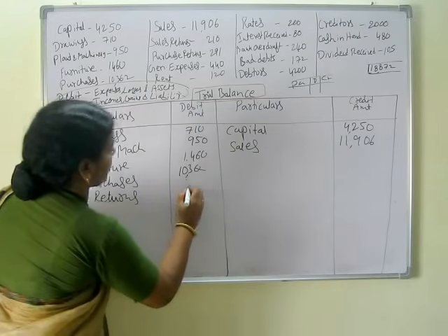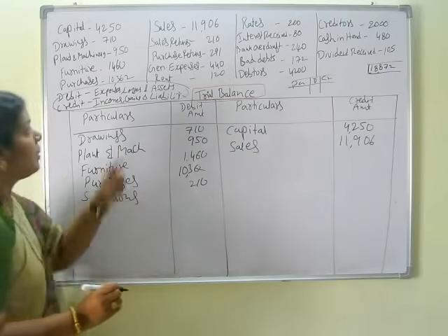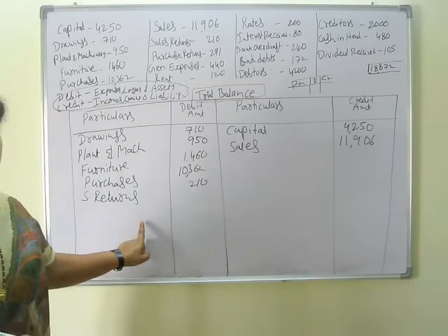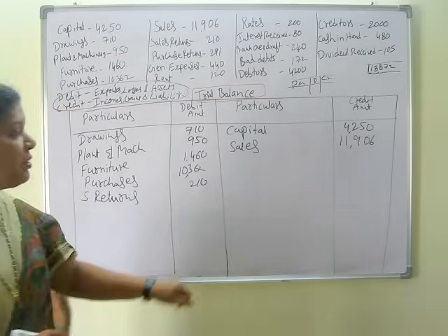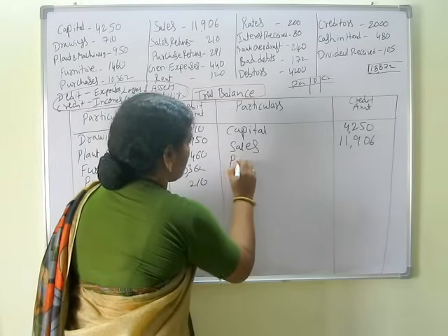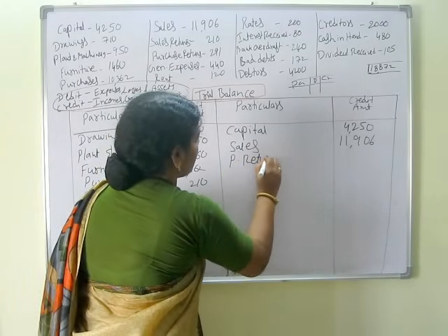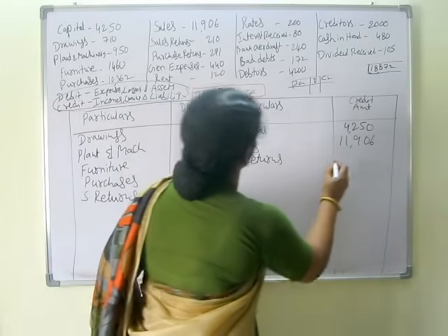Sales returns 210. Purchase returns. Purchases we have written on the debit side, so cancellation of purchases, that is returns, will be on the credit side. Purchase returns 291.